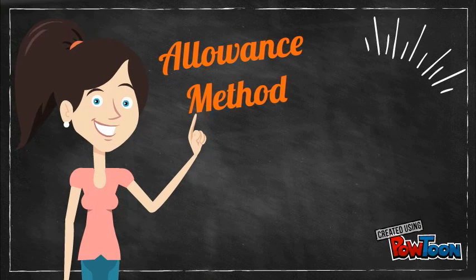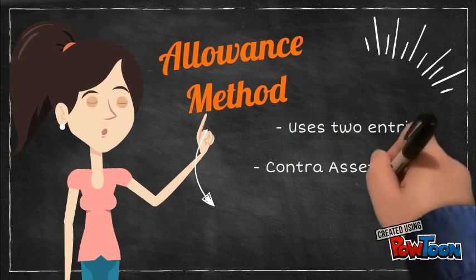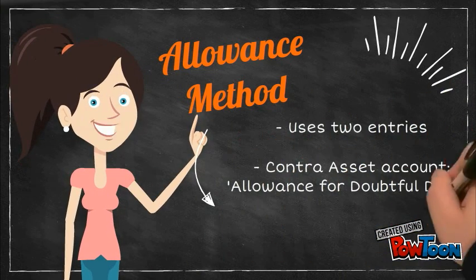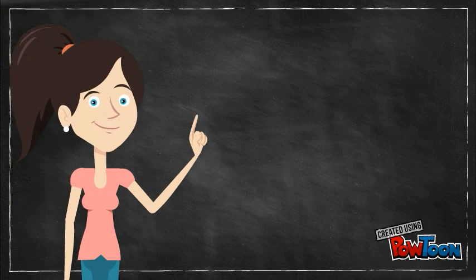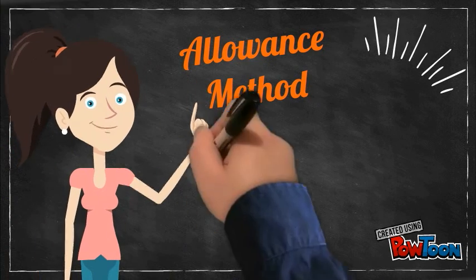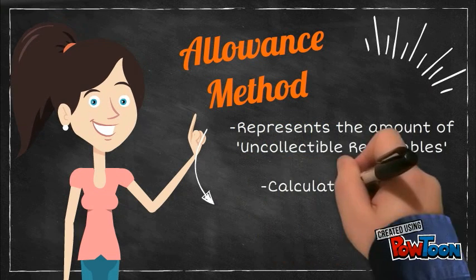The allowance method uses two entries to record the bad debt expense, requiring the company to set an allowance for uncollectible receivables. Similar to the sales returns allowance account, the company must create a contra asset account, the allowance for doubtful debts account. This represents the amount of uncollectible receivables and is calculated from past experience using percentages.